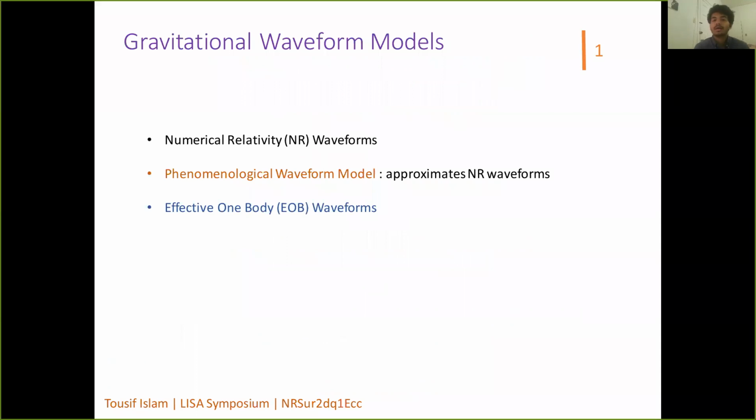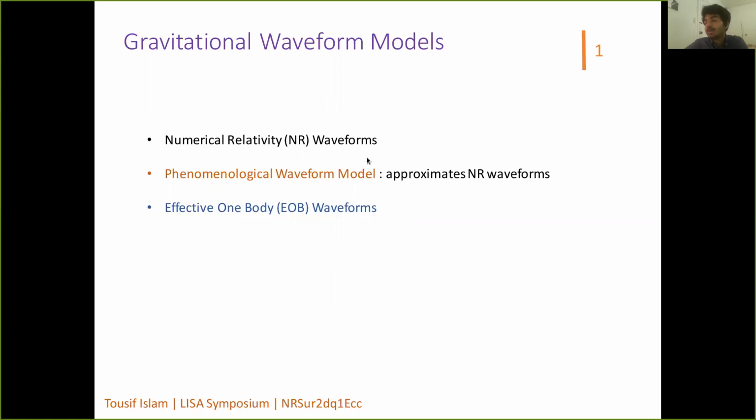As we know, numerical relativity waveforms are obtained by solving the Einstein equation on a supercomputer. While it can produce the most accurate gravitational waveforms, it is computationally expensive, taking days to weeks to generate a single waveform at a single point in parameter space. This means that NR waveforms cannot be used for detection and data analysis pipelines.